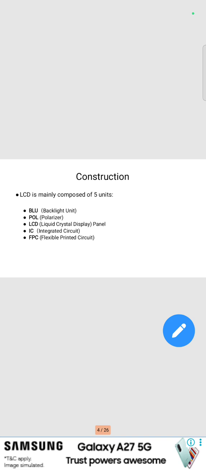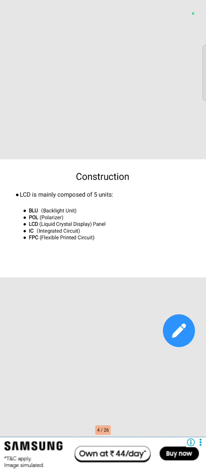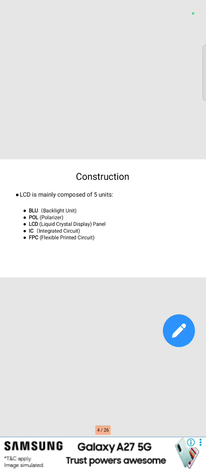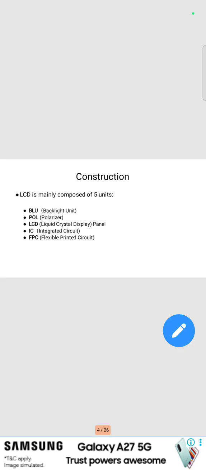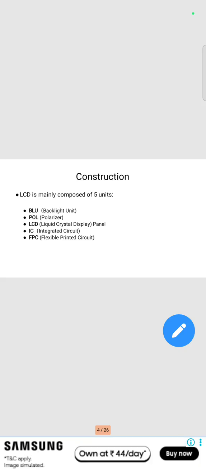Okay, now why is this BLU needed in LCD? Since liquid crystals do not produce light, because they are arranged randomly. But if BLU is employed in this LCD panel, the panel only has to control or block the light. So BLU supplies the required white light. Okay, so for that purpose we need this BLU.